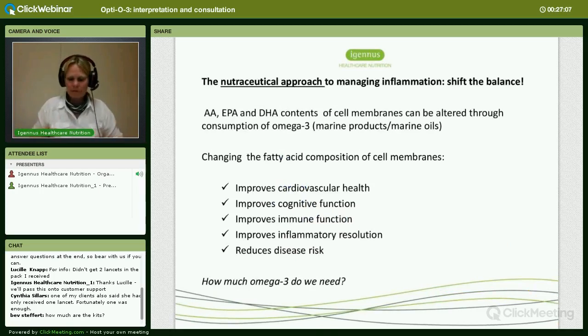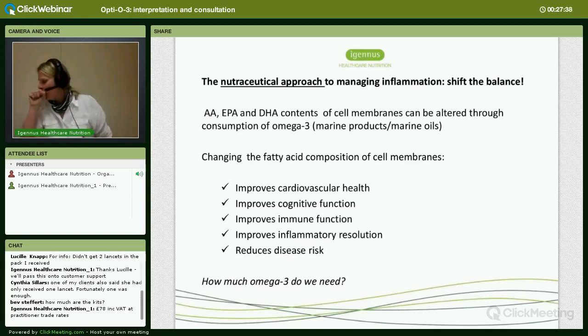I'm going to talk a little bit about the results in a minute and how we interpret them. And the whole purpose of using the Optio in combination with our Restore and Maintain is this nutritional approach to managing inflammation. We are shifting the balance, and we know that AA, EPA, and DHA contents of our cell membrane can be altered through the consumption of omega-3 fats, either through marine products, or fish, for example, and marine oils.